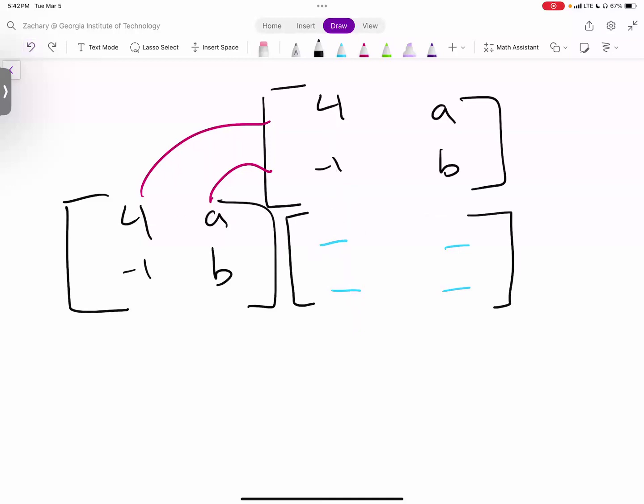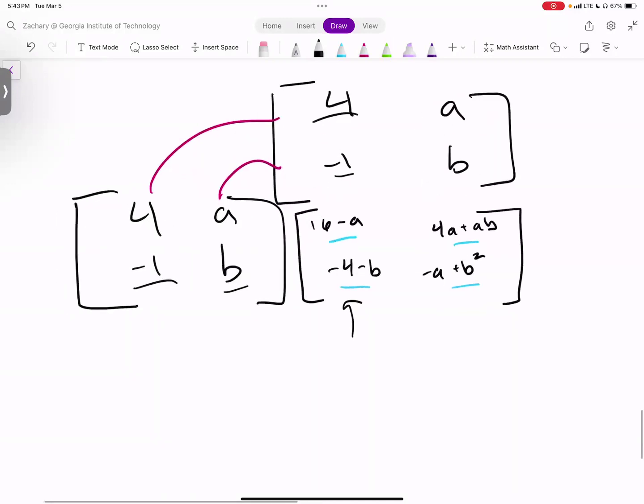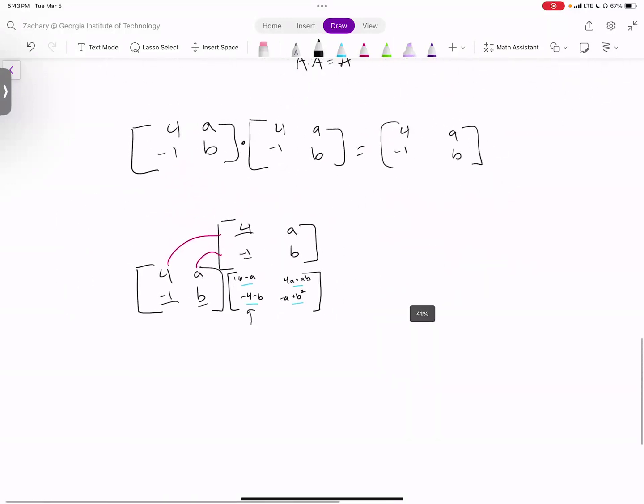So how do we actually get numbers? Well, we take the rows and the columns that line up and we follow our bridges. The first one would be 4 times 4, which is 16, plus a times -1, so minus a. For this one down here, it's going to be -1 times 4 plus -1 times b. And in the top right, we're going to get 4a plus a times b. In the bottom right, we're going to get minus a plus b squared. Okay, this is how you matrix multiply in general.